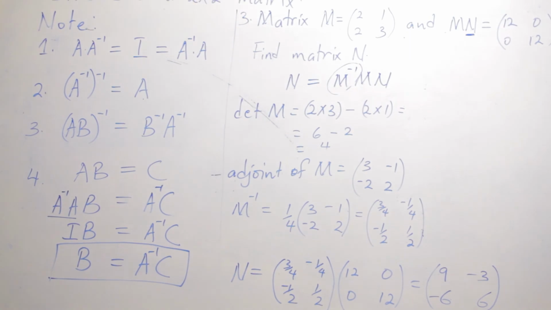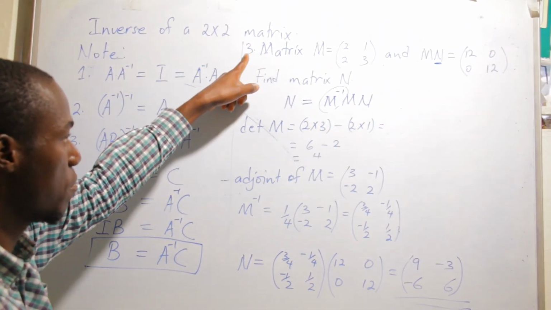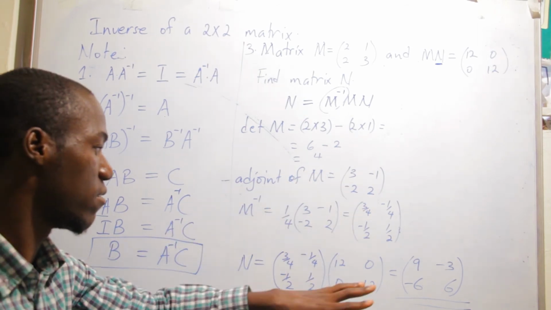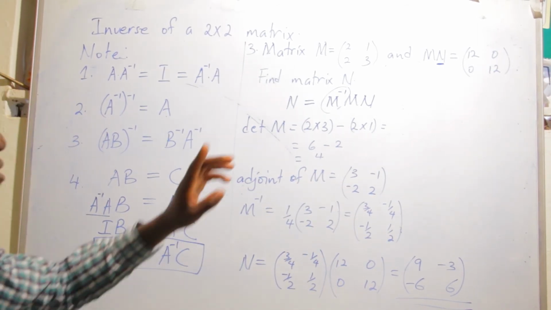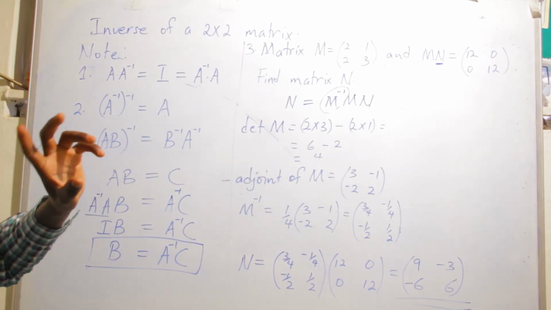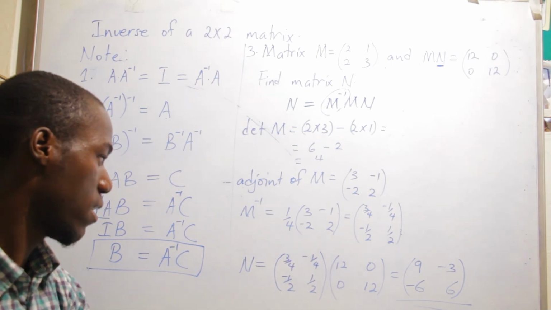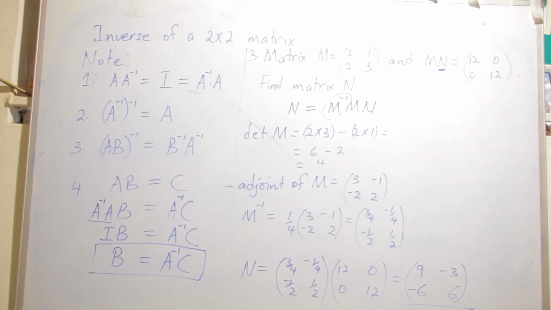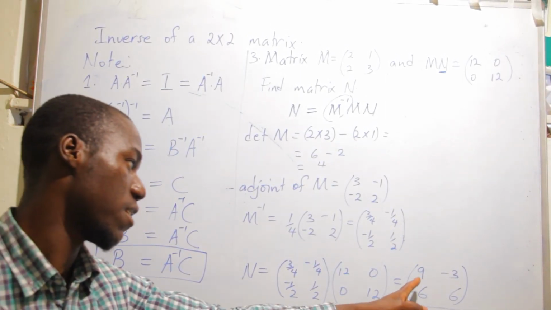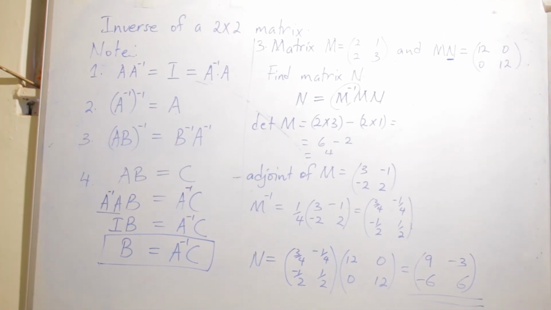Remember, in the other lesson where we did example 3, we had to solve simultaneous equations. We had to let the N be equal to some matrix with elements a, b, c, d, and then we solved until we had 2 simultaneous equations that we solved to get the elements 9, negative 3, negative 6, and 6.